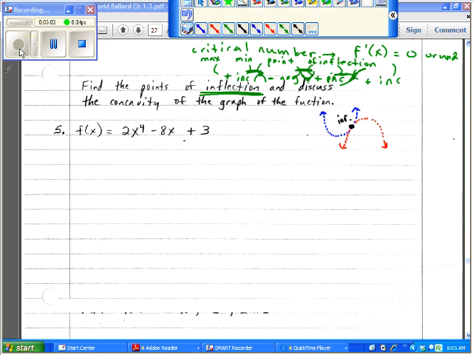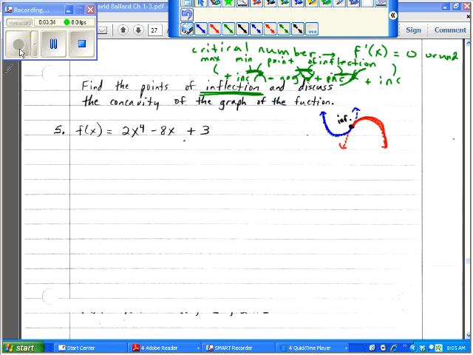And so here's the idea. To the left of that point of inflection, we have an infinite number of points that are concave up. And to the right of that point of inflection, we have an infinite number of points that are concave down. But at that point of inflection, we have neither. It's neither concave up nor concave down at that 1 point.